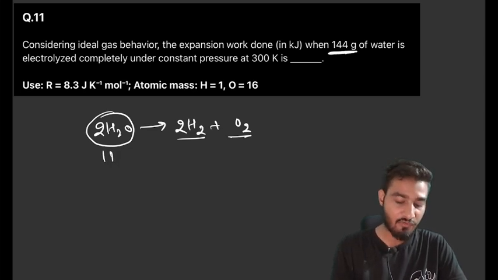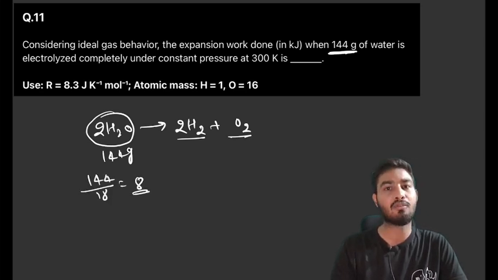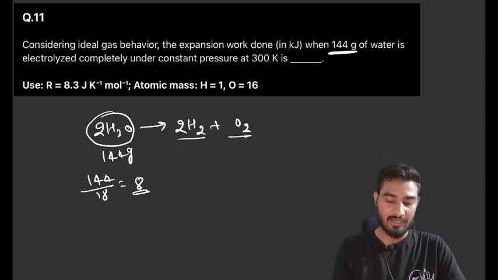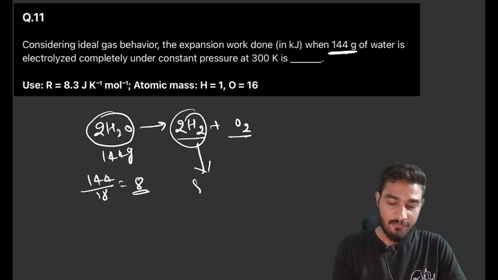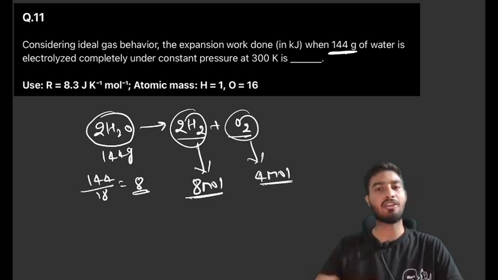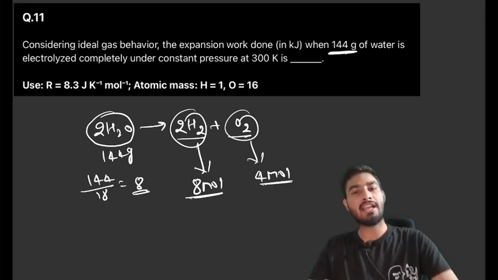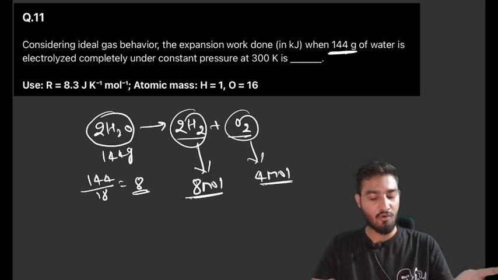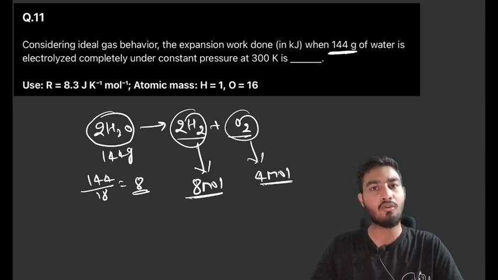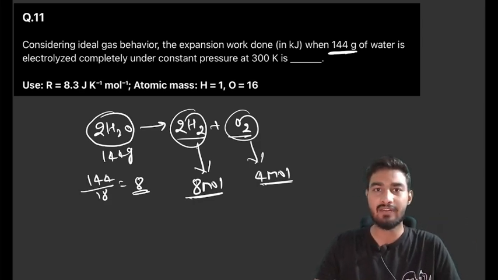The weight is given as 144 gram. So 144 divided by 18 means the number of moles of water is 8 mole. So from 8 mole of water, 8 mole of H2 gas will form and 4 mole of O2 gas will form, by the stoichiometric ratio. If 2 mole of water gives 2 mole of H2 and 1 mole of O2, then 8 mole of water gives 8 mole H2 and 4 mole O2.